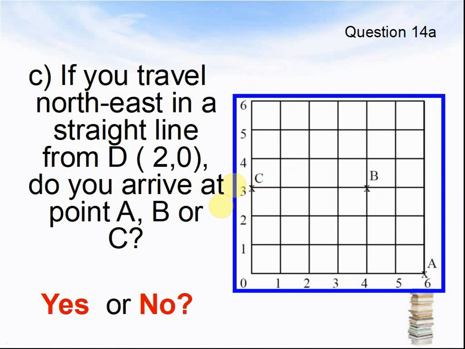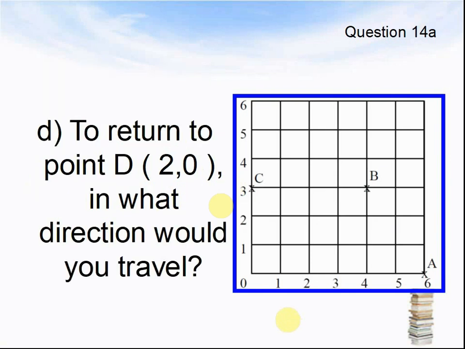C. If you travel northeast in a straight line from D, which is at 2, 0, do you arrive at point A, B, or C? D. To return to point D, 2, 0, what direction would you travel? Pause the video until you answer the questions.